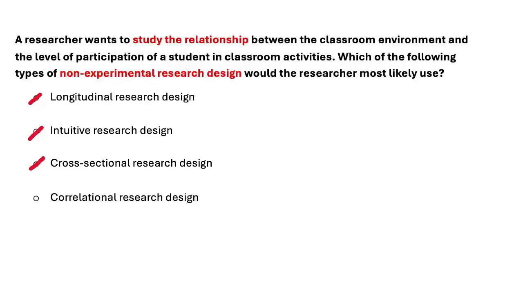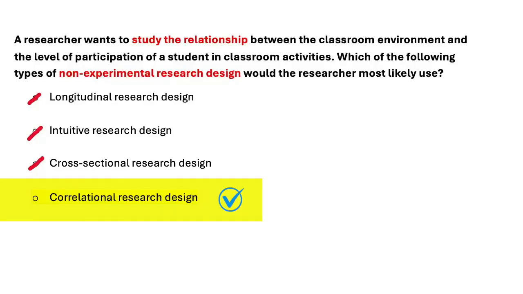We can also eliminate the option of cross-sectional research design. Cross-sectional studies examine data at a single point in time, often comparing different groups. These are useful for snapshots, but they are not primarily designed to study the relationships between two variables within the same group, so it would not be the best option. That leaves us with the correct choice. The most appropriate method in this scenario would be a correlational research design.